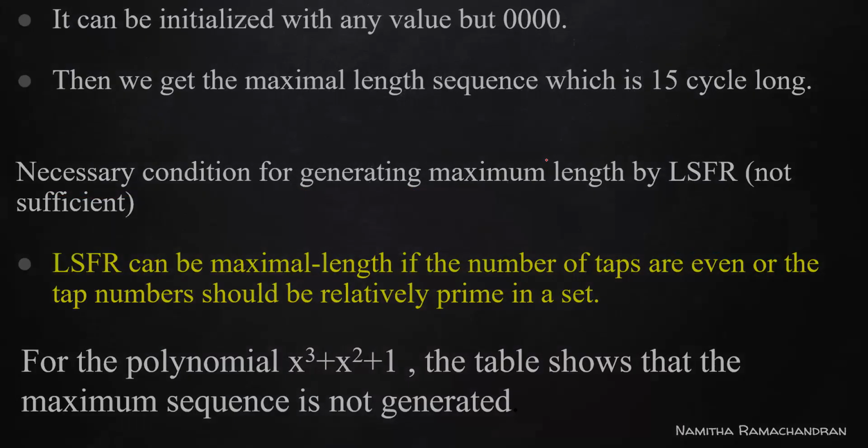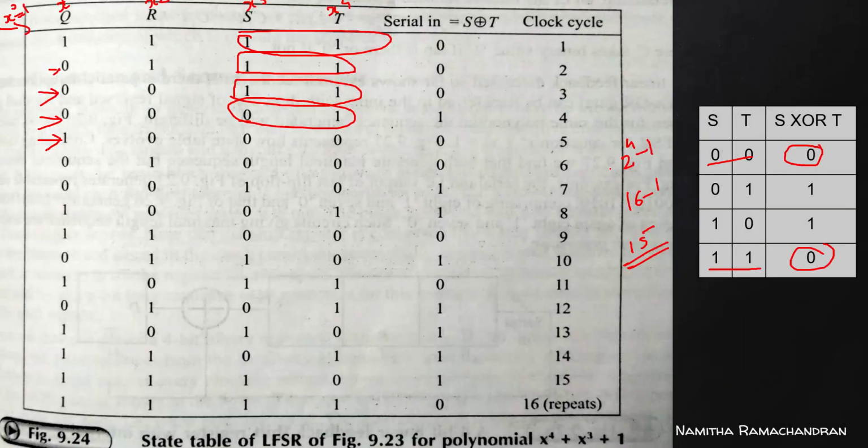What is the maximum length? Using a linear feedback shift register, we can generate a maximum of 2 to the power n minus 1 states. These are the maximum possible different states by an LFSR.